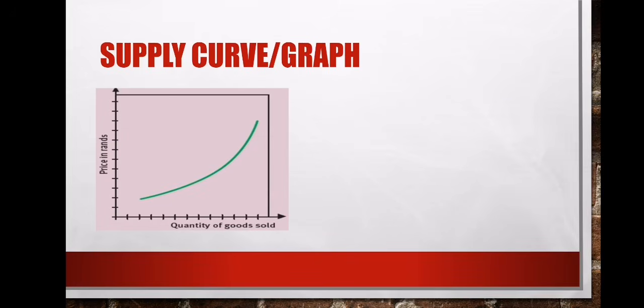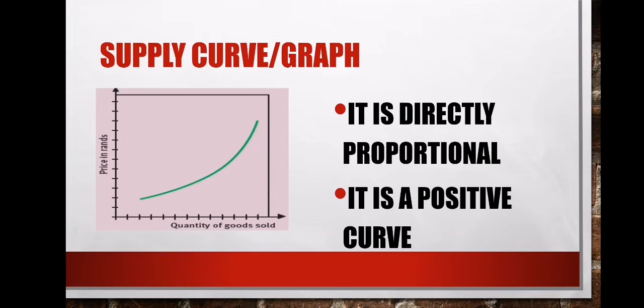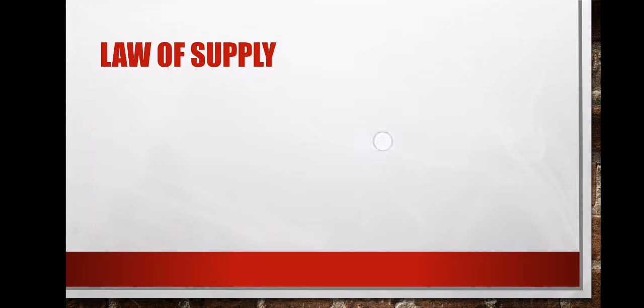Let us look at the curve. When we look at this curve, we used to say it is a directly proportional curve. We can also say it's a positive curve, meaning if one variable increases, the other variable will also increase. Take note of the fact that here we are looking at the relationship between price and quantity supplied.